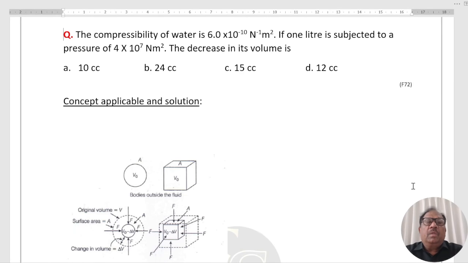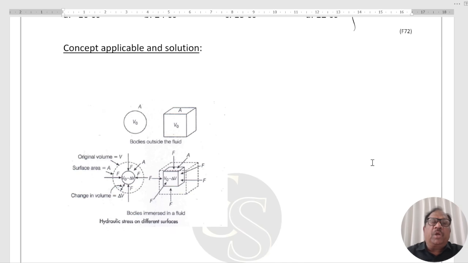Question is, the compressibility of water is 6 into 10 to the minus 10 SI unit. If one liter is subjected to pressure of 4 into 10 to the 7 SI unit, the decrease in its volume is, 4 options are given to you, one option is correct. Before start of the question, let's discuss certain concepts applicable.